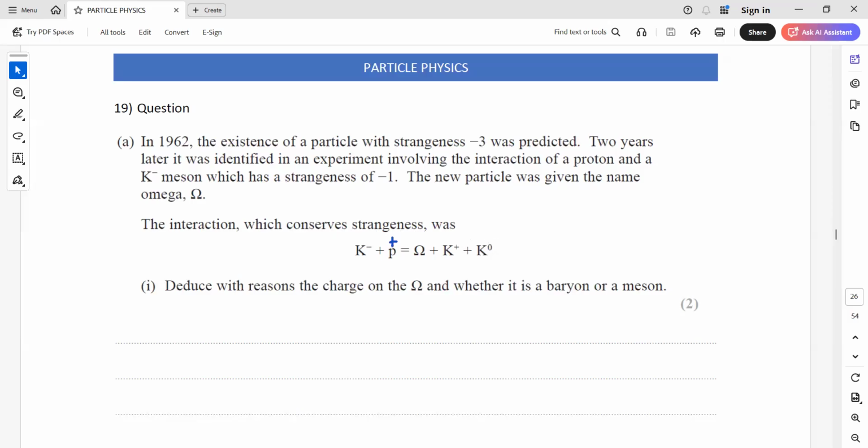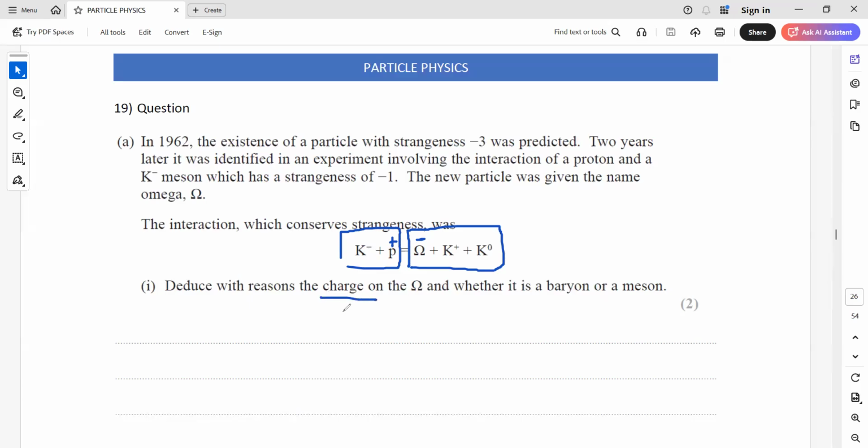Because the charge must be conserved. The charge on the left hand side and right hand side should be equal. So if the left hand side is neutral, the right hand side should also be neutral. So K zero or K neutral is there, K positive is there. So this omega must be negative. So that is the reason we deduce the charge on omega.